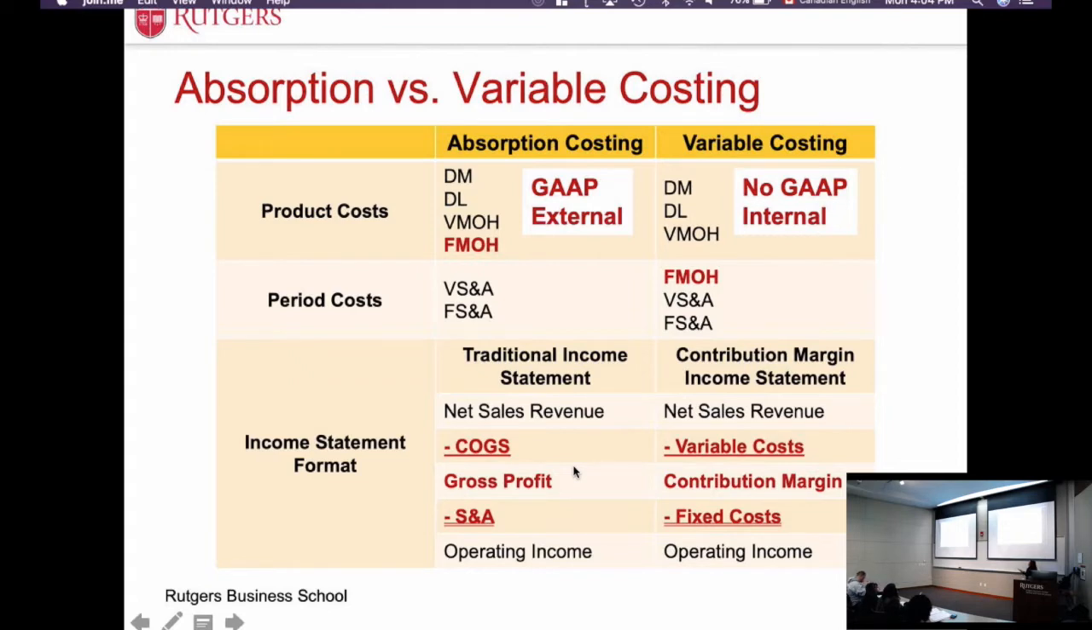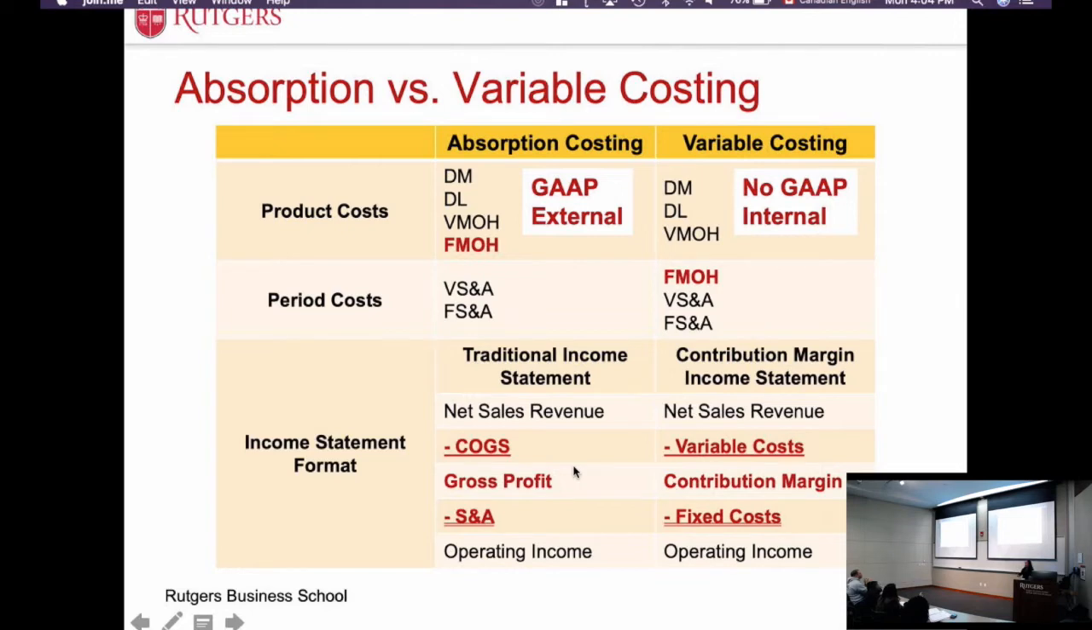But if we use variable costing, it's not required by GAAP because it's for internal users, for the managers to make decisions. So the format of the income statement follows the contribution margin income statement. We subtract all the variable costs from the revenue to get the contribution margin, and then subtract all the fixed costs from it to get the operating income, right?